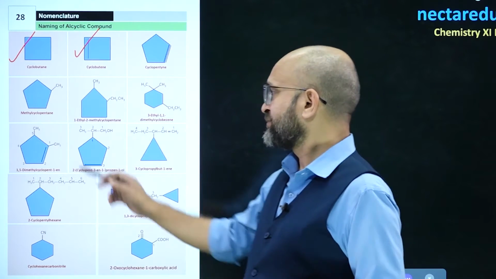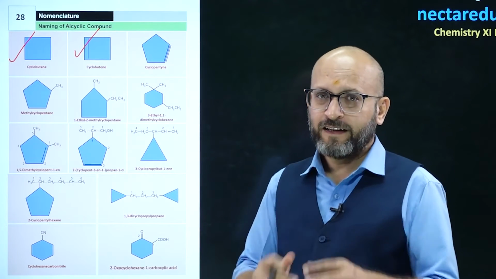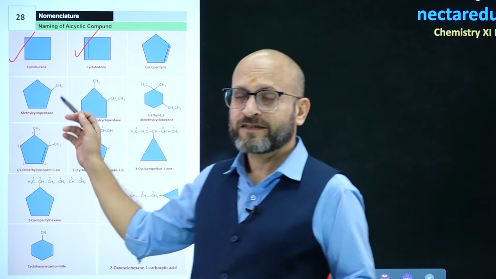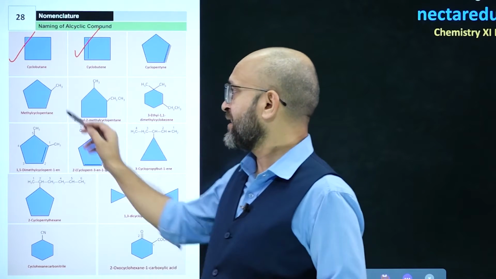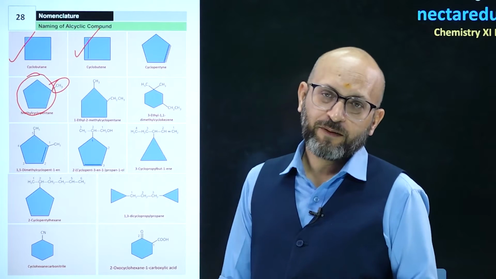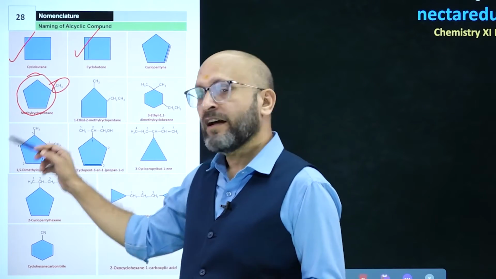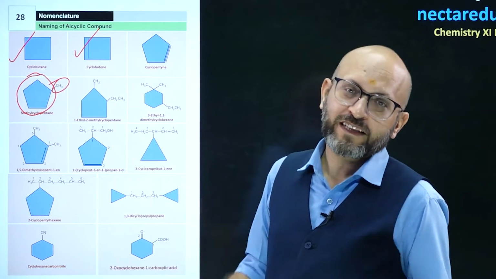Right here, we have a cyclic ring of 5 carbons with a side chain. Here we will be taking this as the main chain and methyl will be the side chain. So the name goes like this: 1-methylcyclopentane. Alright, or you can mention one or you can skip one.